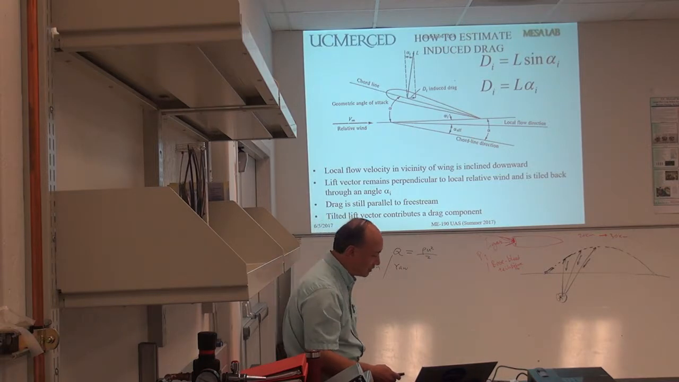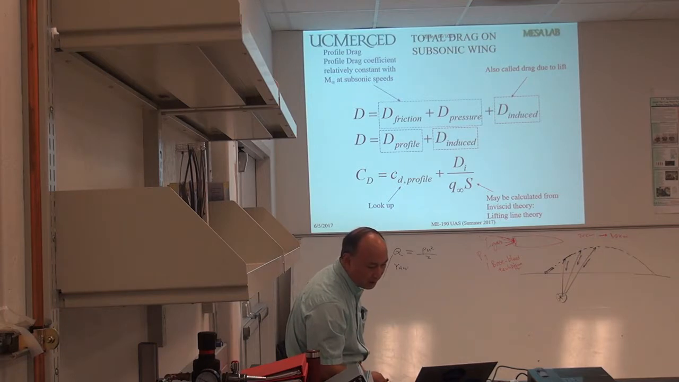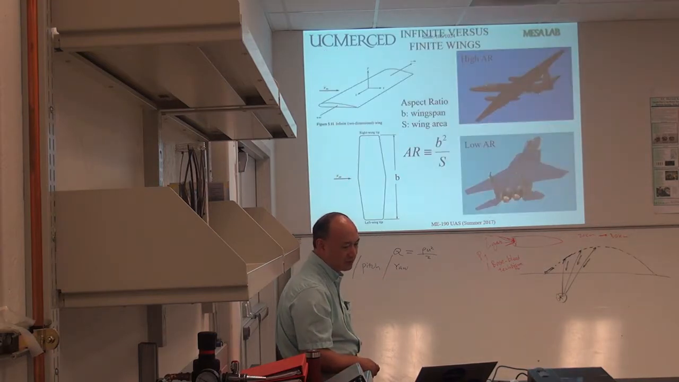So with that, we can talk about drag having friction, pressure, and induced finite wing components. Or you can say we have profile drag and induced drag. Or the drag, you can do a lookup table. But this one, D sub i, capital D, is calculated from inviscid theory, lifting line theory, so this is also computable. In summary, in different cases, we need to consider aspect ratio. We have seen this before.